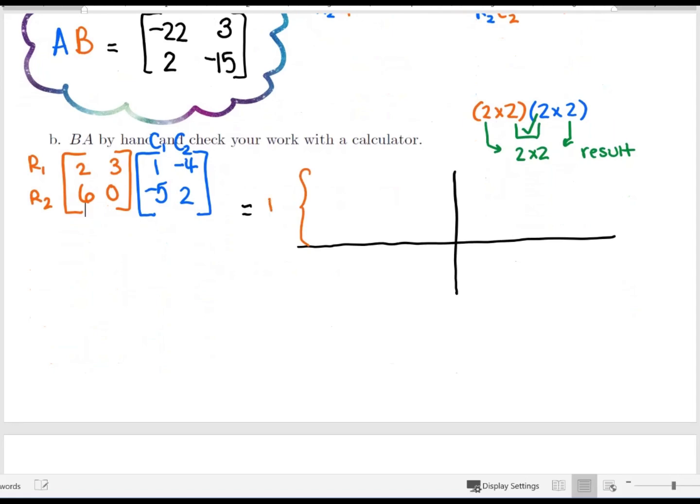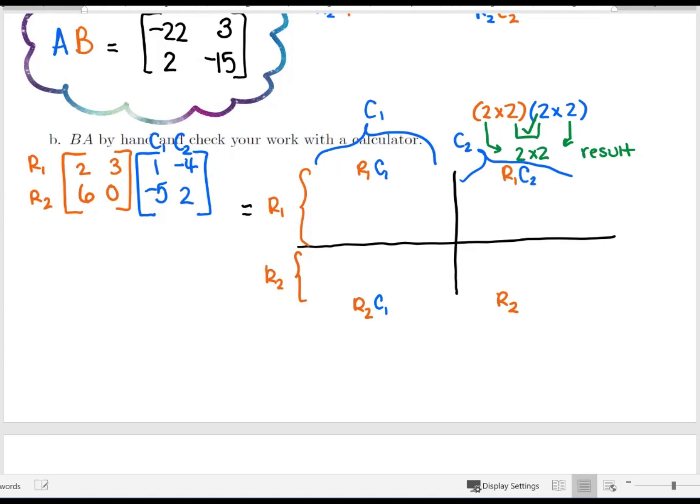Remember that the top is all about row 1, the bottom's all about row 2. I'm going to label these because it's going to help with our multiplication. And then our columns, first column of the matrix, second column of the matrix. So on the left side, we're going to have column 1, on the right side, column 2, and we're ready to do our multiplication. We're going to do RC cola, so row times the column.